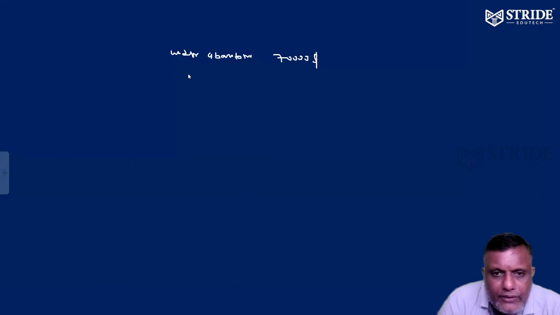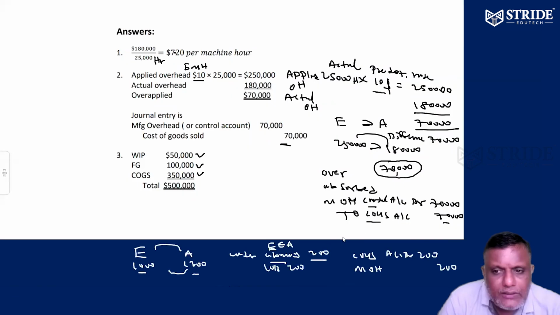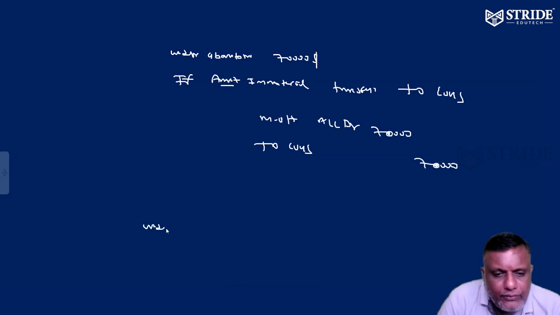So under absorbed, if the amount is $70,000 and immaterial, then it is transferred to COGS, a single entry is enough. That is called manufacturing overhead control account to COGS. That is going to be $70,000. That is immaterial.